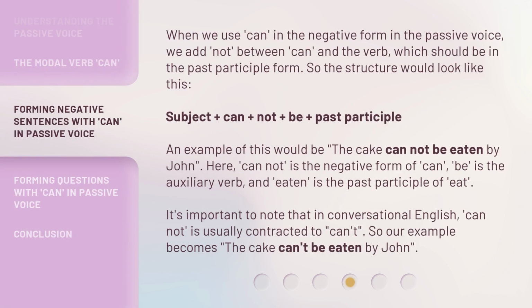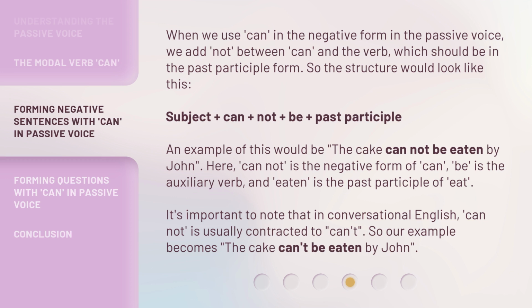When we use can in the negative form in the passive voice, we add not between can and the verb, which should be in the past participle form. So the structure would look like this: subject plus can plus not plus be plus past participle. An example of this would be, "The cake cannot be eaten by John."